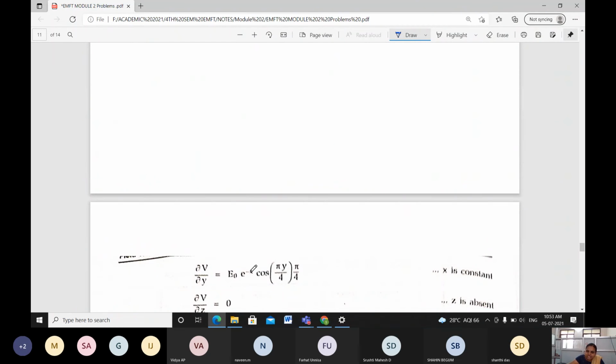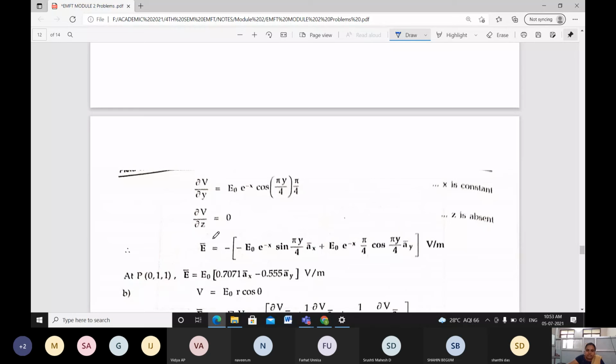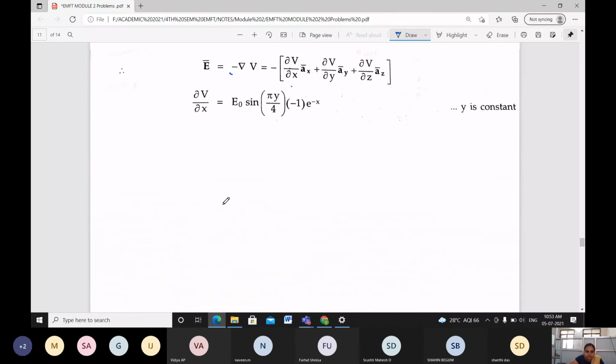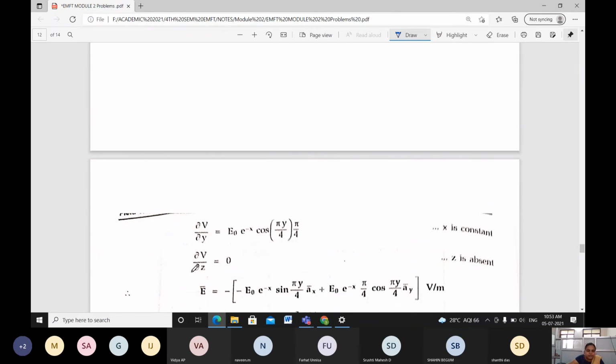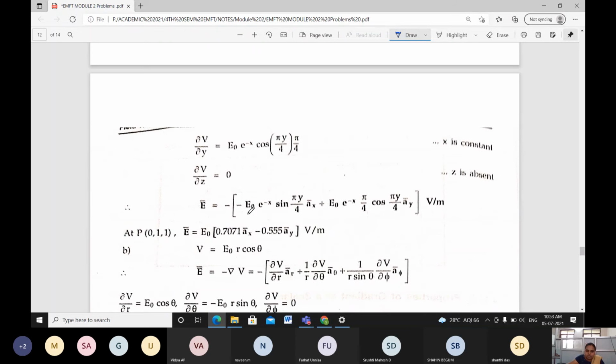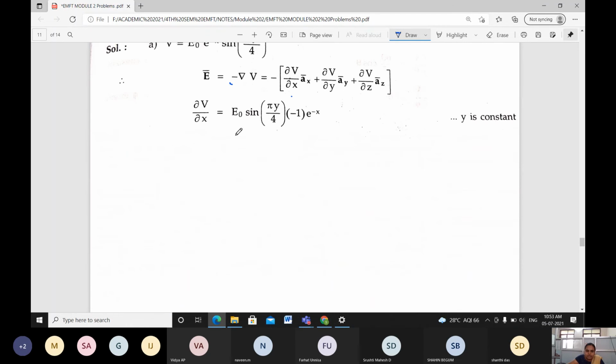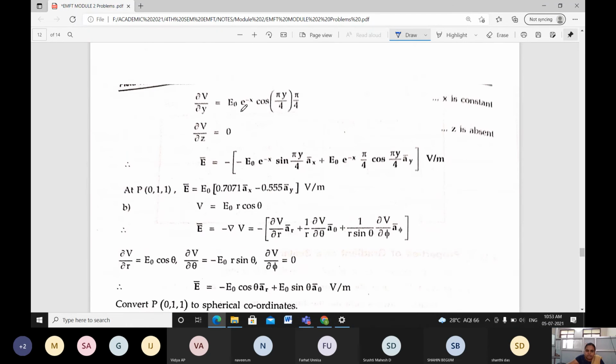Therefore, E0 e raised to minus x remains the same. Instead of sine, cos(πy/4). This is a constant value, so you take π/4 as it is. Then the given equation is not varying with respect to z, so directly you can write ∂V/∂z is equal to 0 only. Then you have to substitute ∂V/∂x and ∂V/∂y in the equation. That is our E.